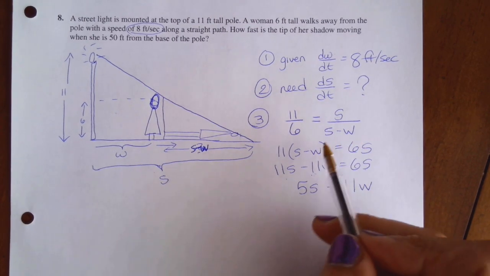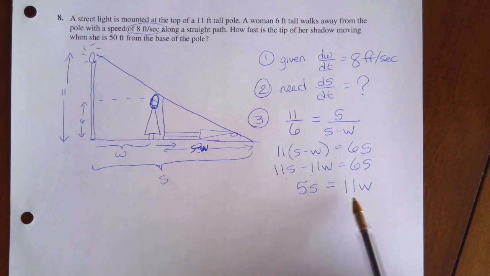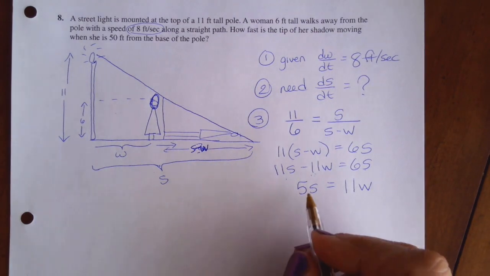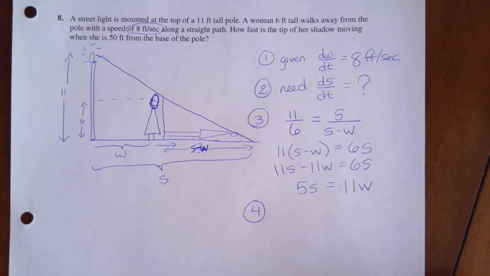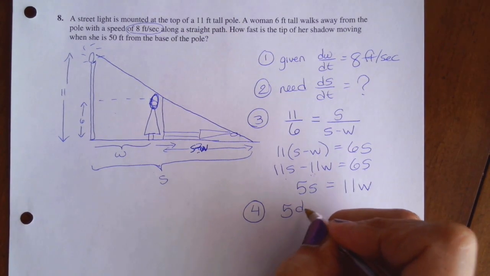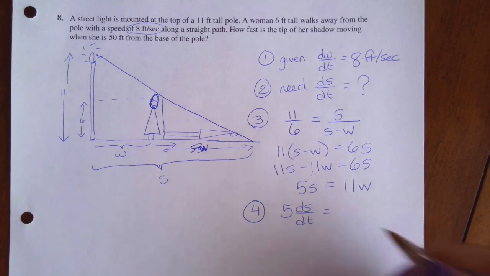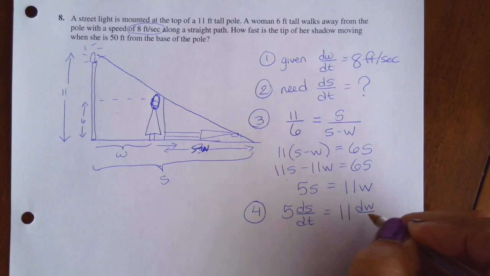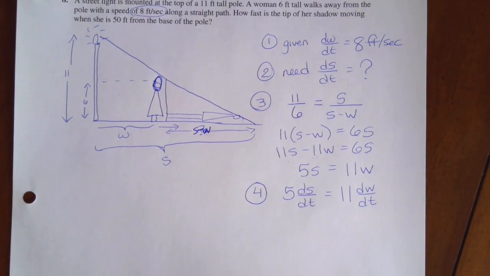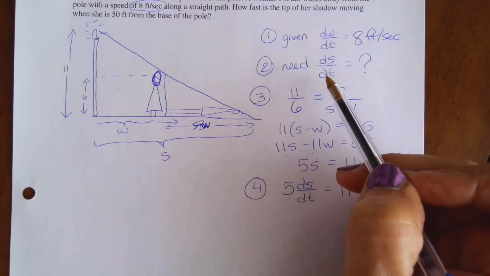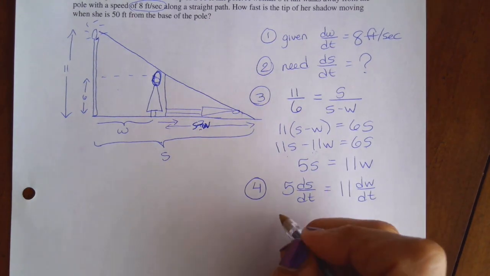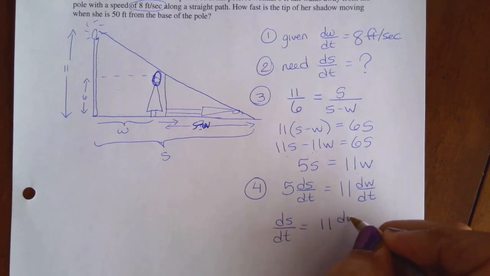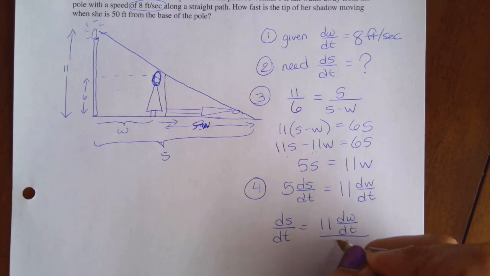So instead of having to do all this quotient stuff, now I'm going to take the derivative of two linear terms. So what's the derivative of 5S? The derivative is 5. So now we're on step 4. Derivative is 5, and then the derivative of S with respect to t. The derivative of 11W would be 11, and then the derivative of W with respect to t. And what am I solving for? ds/dt. So I'm going to divide both sides by 5. So I have 11 dw/dt divided by 5.